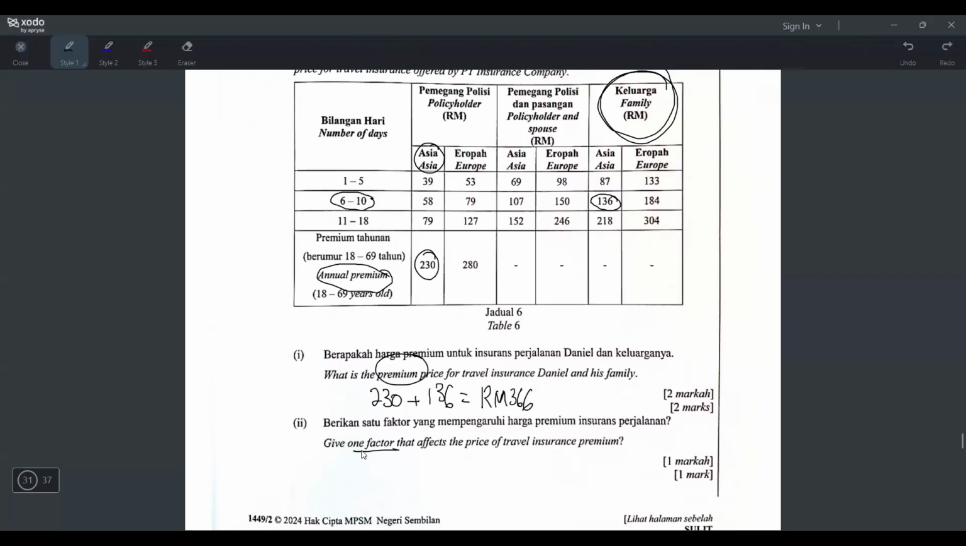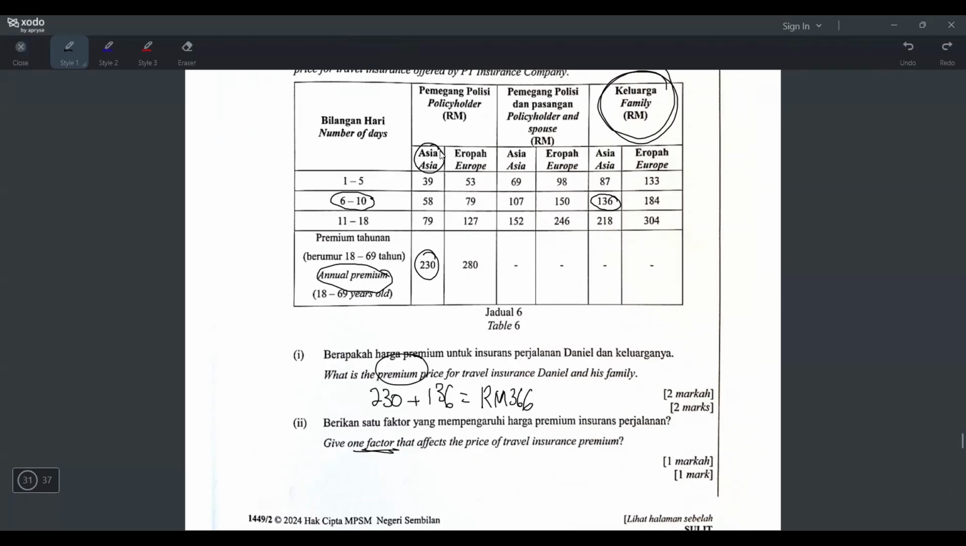So they say give one factor that affects the price of travel insurance premium. So you can see some is more expensive, right? So what affects the price? Okay, first thing is the number of days, of course. If you stay longer, then your risk gets higher, right? So the premium also higher lah.